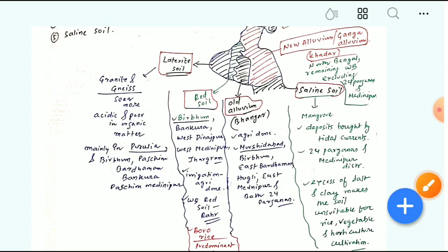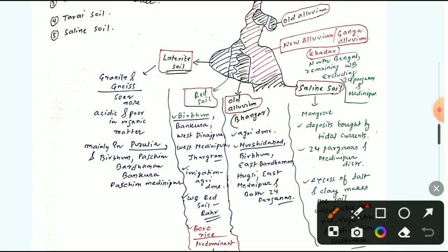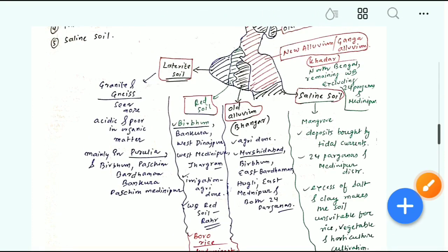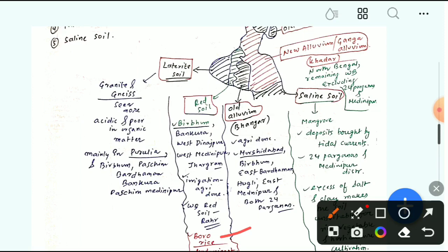Next is red soil. It is in Birbhum, Bankura, West Dinajpur, West Medinipur, Jhargram. Irrigation is needed here for agriculture. It is also called the Rarh region. Boro rice is predominant here. You can see Boro rice in the red soil region, that is in Birbhum.